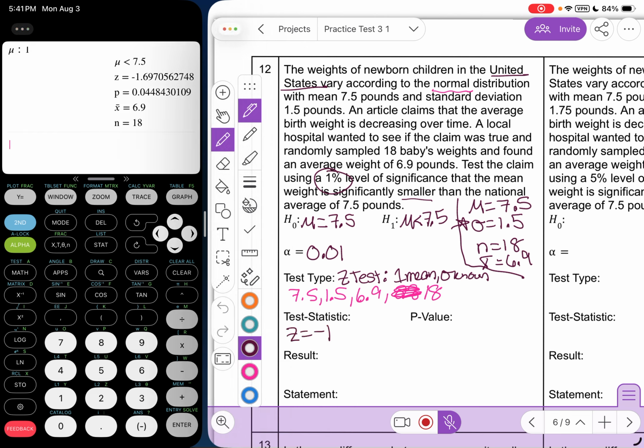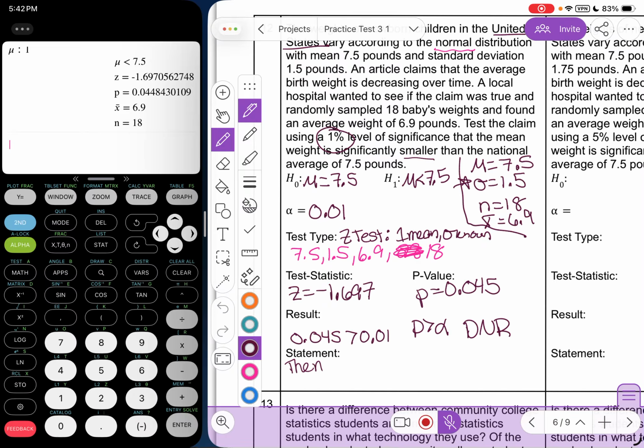Z is negative 1.697. P is 0.045. Now we're going to compare. 0.045 is greater than 0.01. So if they hadn't given us that 1% level of significance, this would be different. But because they changed it to 0.01, P is greater than alpha, so we do not reject. There is not evidence to say mean weight is smaller.